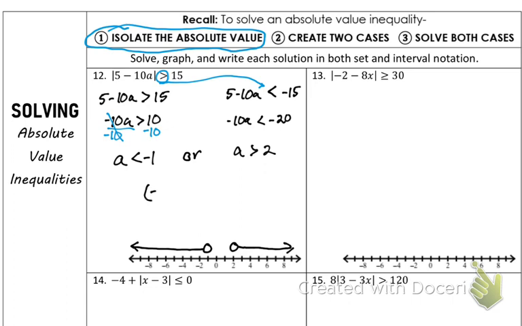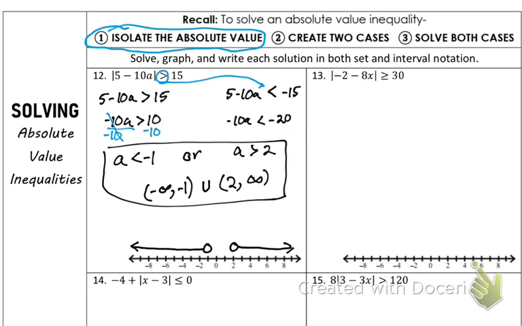So when we're writing our inequality, we need to write negative infinity to -1, and we have to do our "or" statement, but that's actually a union statement where we're using interval notation, and that'll be from 2 to infinity. I should put a parenthesis on that, and there we go. We got our answer right there. That turns into an "or" statement. Let's do that one more time.